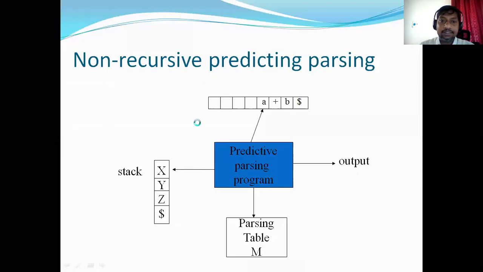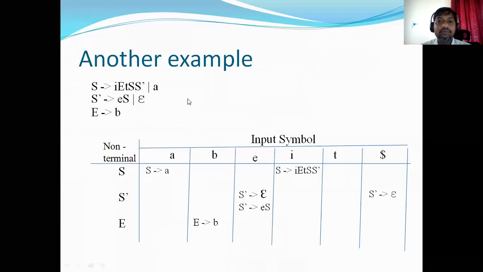Now let us consider this grammar. As I told you earlier, this is the grammar corresponding to the dangling else problem, right? If you are trying to construct the LL1 predictive parsing table for this grammar, you may get something like this. There are three non-terminals S, S dash and E, and these are the terminal symbols in the grammar. For S dash with E, we have two production rules, S dash with epsilon, S dash with ES.